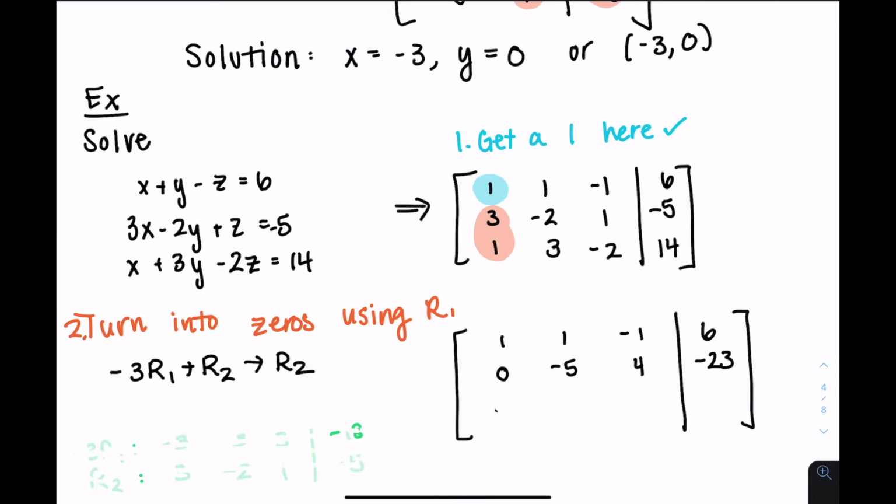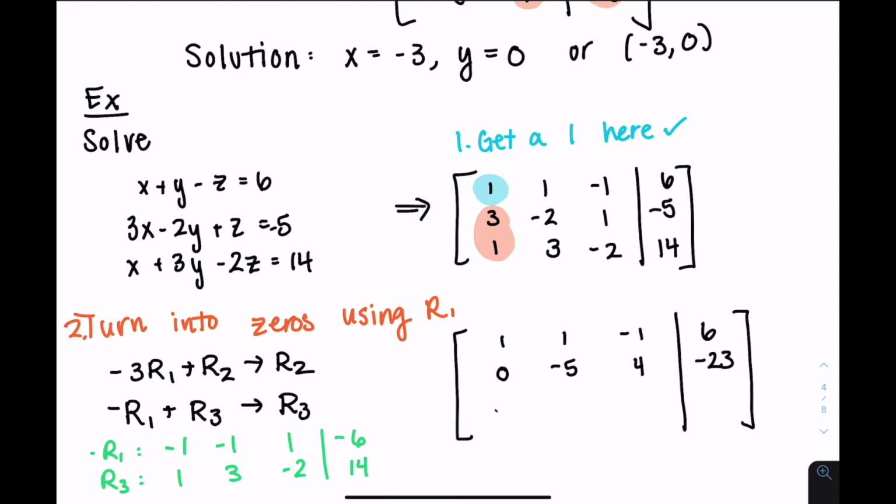Now I want to work on that third row. So I'm just going to multiply the first one by negative 1, add it to my third row, and that's my new third row. If we look at negative row 1 and row 3 down here, negative row 1 is negative 1, 1, 1, negative 6. Row 3 is 1, 3, negative 2, 14, and we want to add these together to get our new row 3. So that's going to give us 0, 2, negative 1, and positive 8.